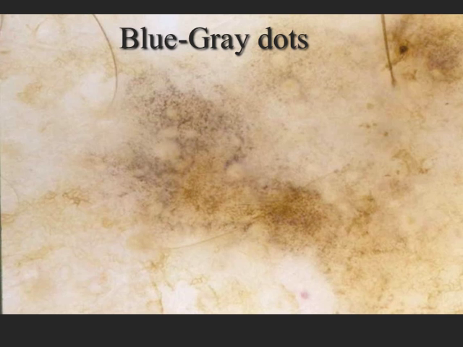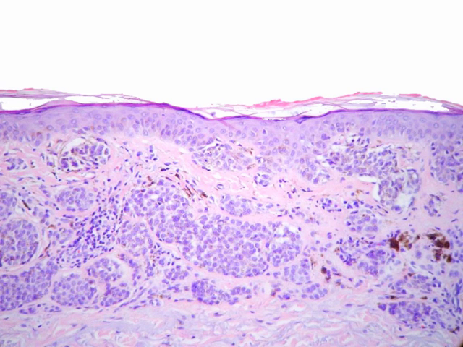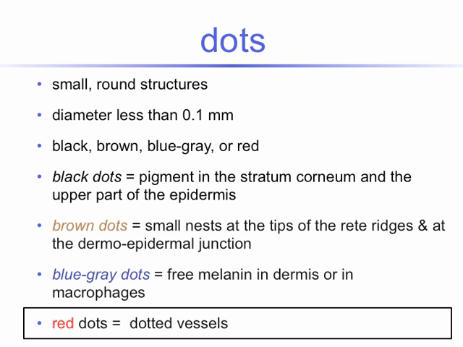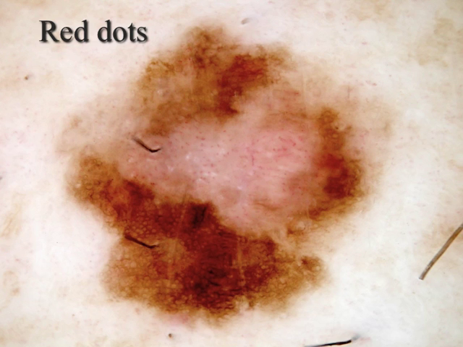Blue-gray dots, also known as granules, correspond to free melanin or melanin in melanophages in the papillary dermis. Here's an example of a lesion with multiple blue-gray dots or granules. Histopathology reveals melanin in melanophages and free melanin in the dermis. Red dots correspond with blood vessels seen end-on. Here's an example of a melanoma with multiple red dots in the center of the lesion.